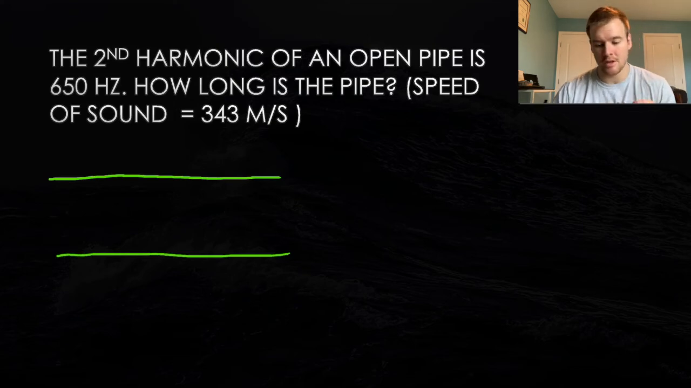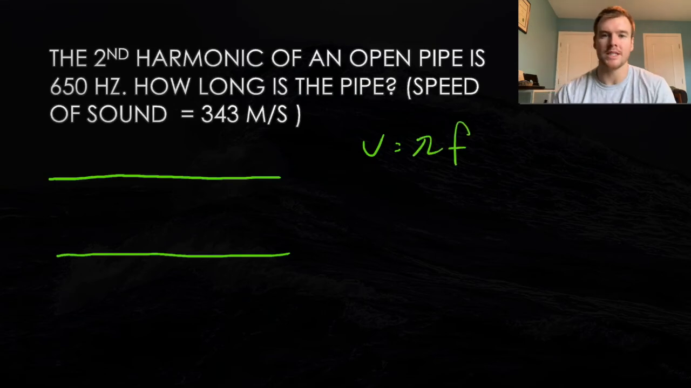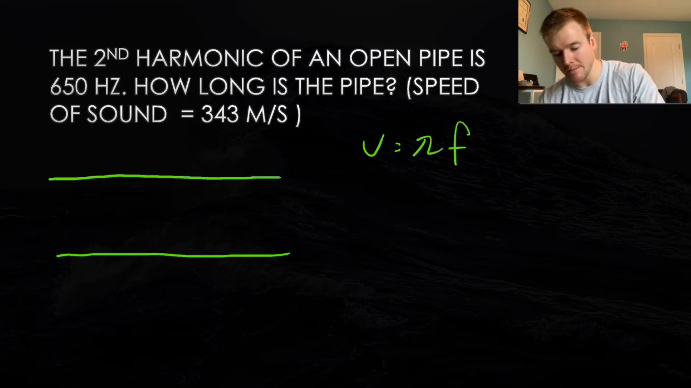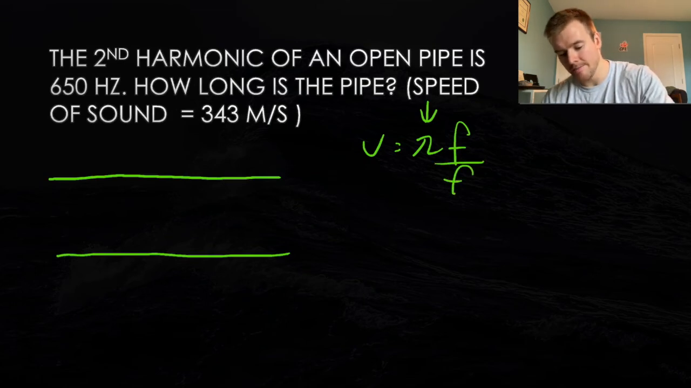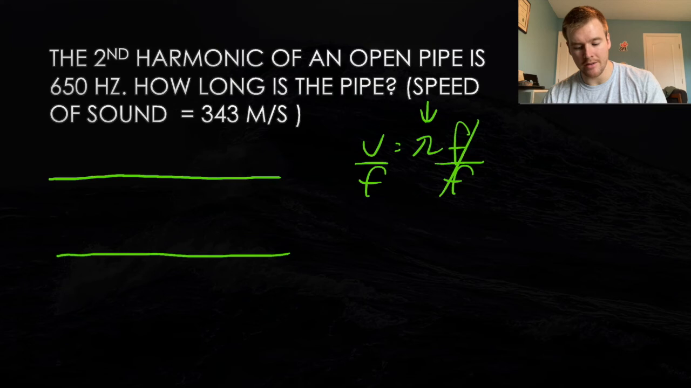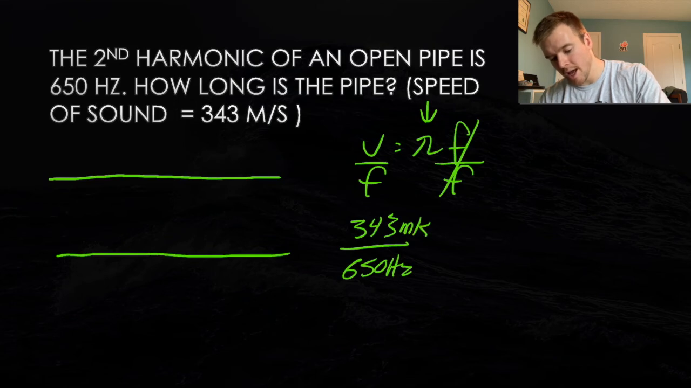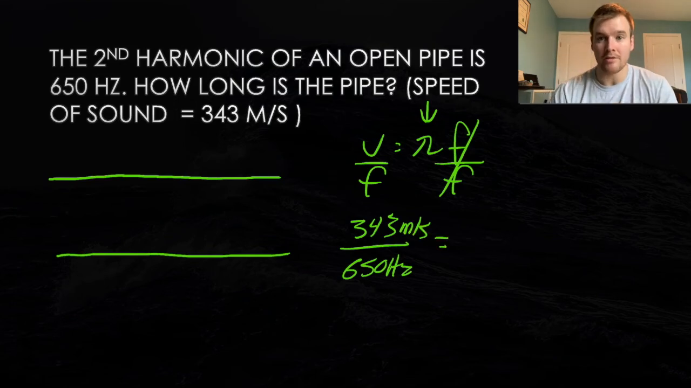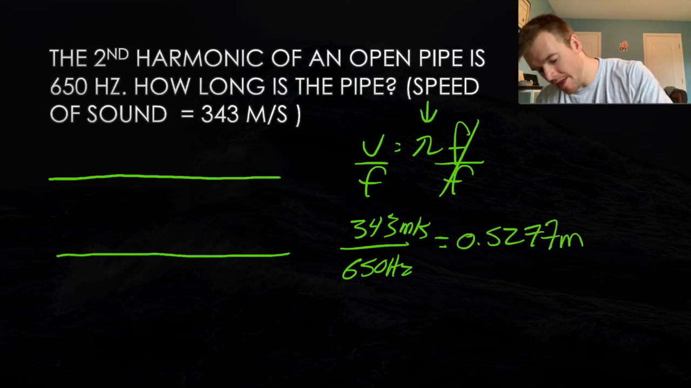So I'm going to start again with the universal wave equation of v is equal to wavelength times frequency. What's going to tell me the length of the pipe is figuring out what the wavelength is. So I'm going to divide by frequency on both sides, and we've been given the velocity of 343 and the frequency of 650 hertz. So that's good. And we can figure out what the wavelength is going to be. And I'm getting a number of 0.5277, and that's in meters.